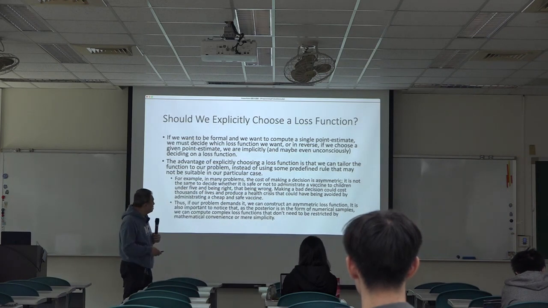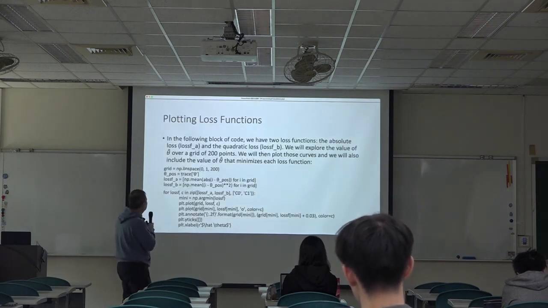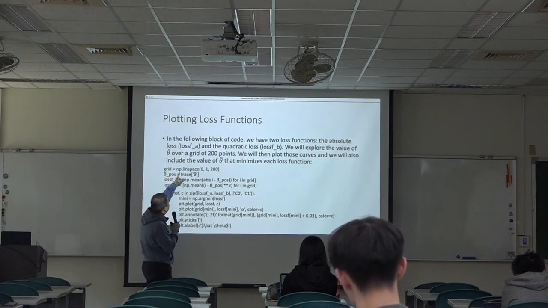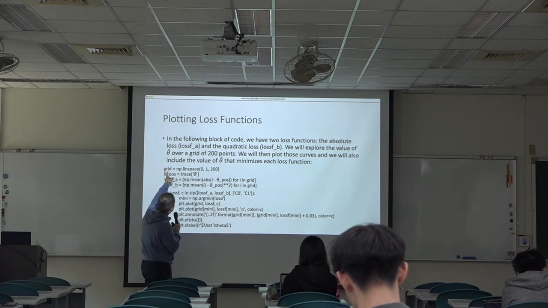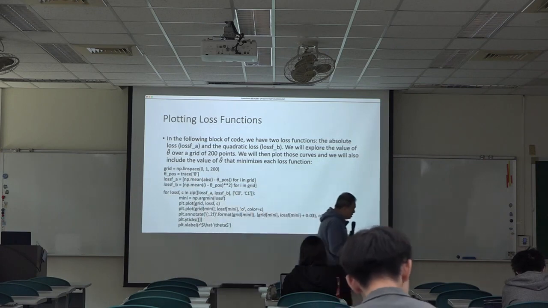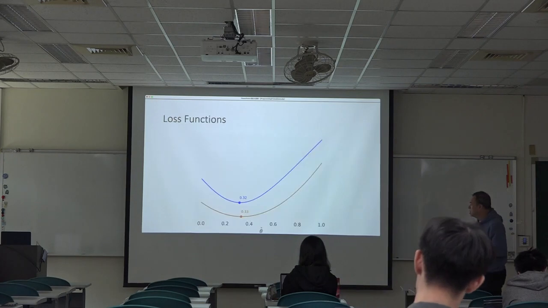You can see we actually draw this here. We generate 200 grid points in a range of 0 and 1, and then we do that. So it's actually very simple. You can use a very complicated loss function. That's not the issue.